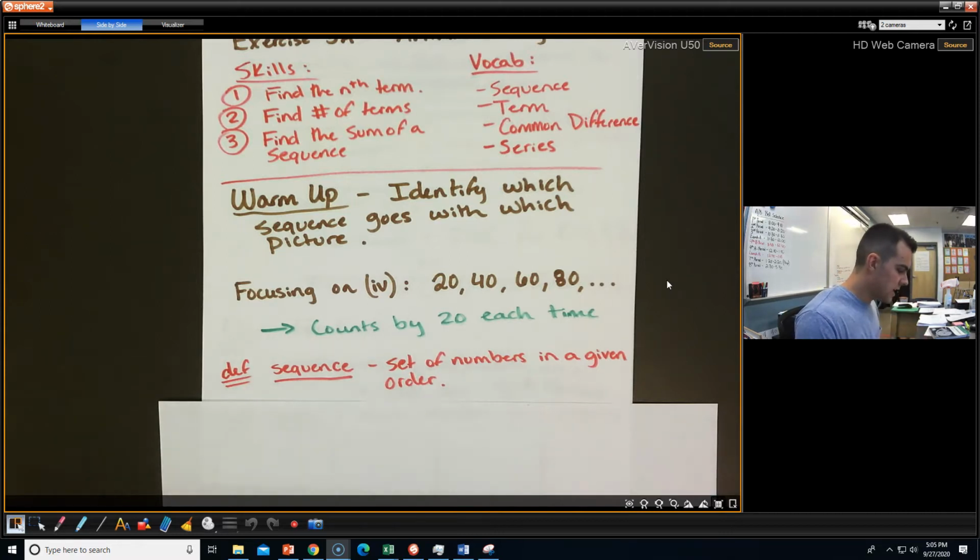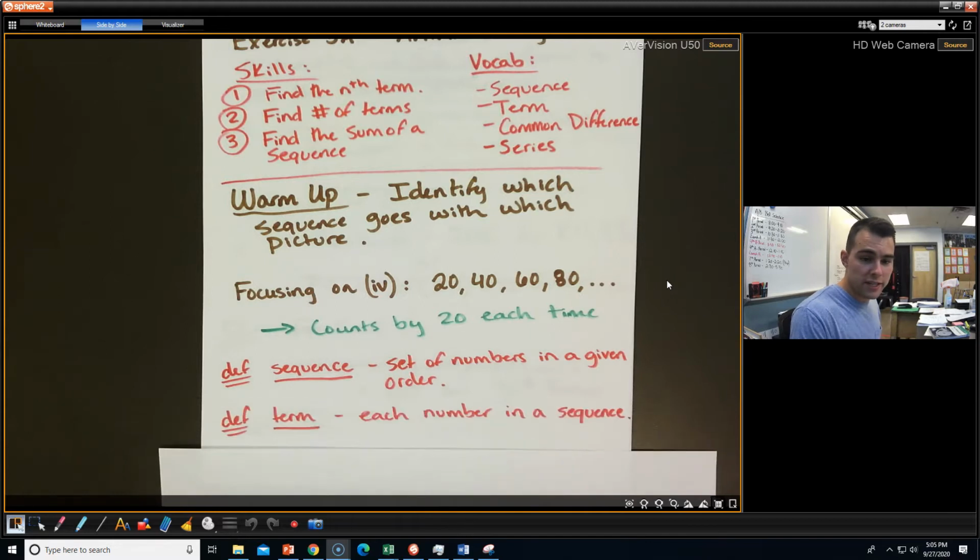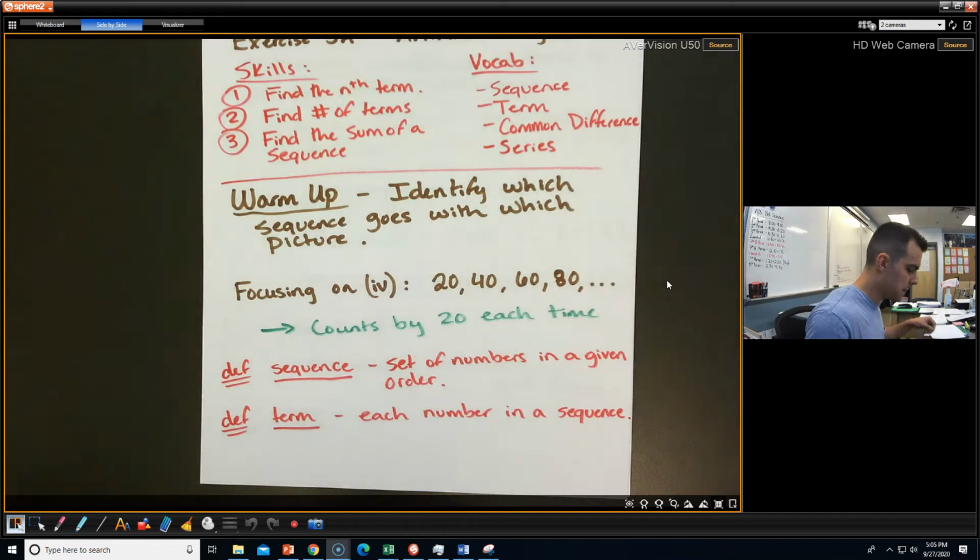Each of these numbers is referred to as a term, which is just a number in a sequence. We're going to be using this vocab throughout the remainder of these progressions and sequences, so it's a good idea to write them down or at least have an idea about them so we're not confused with the terminology. Well, let's move forward with this.